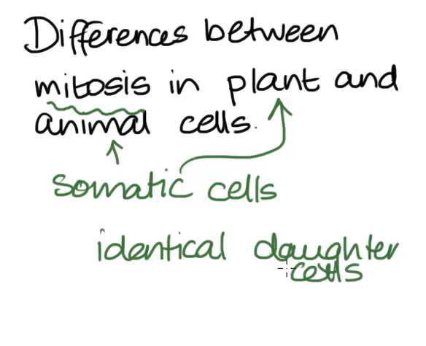So the process is basically the same as you have seen when you looked at the different stages of mitosis last week. But there are some differences that exist between mitosis in plant and animal cells, and that's what we're going to look at today.